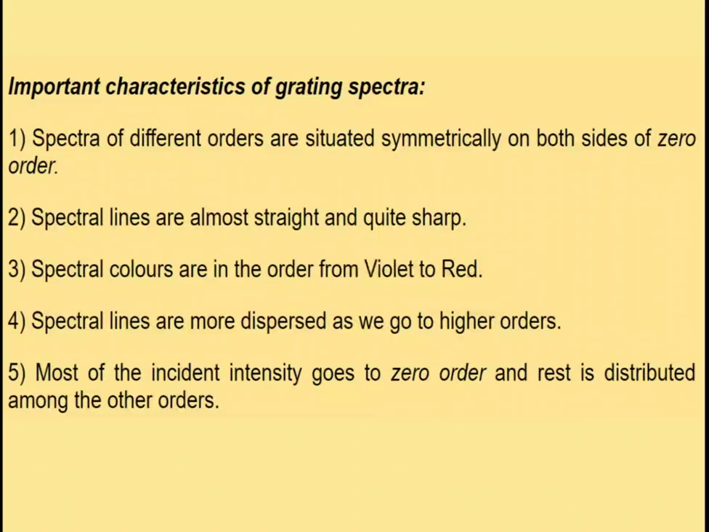The spectral lines are more dispersed as we go to higher orders. That means the intensity of the light gradually decreases with higher order. Most of the incident intensity goes to the zero order and the rest is distributed among the other orders.